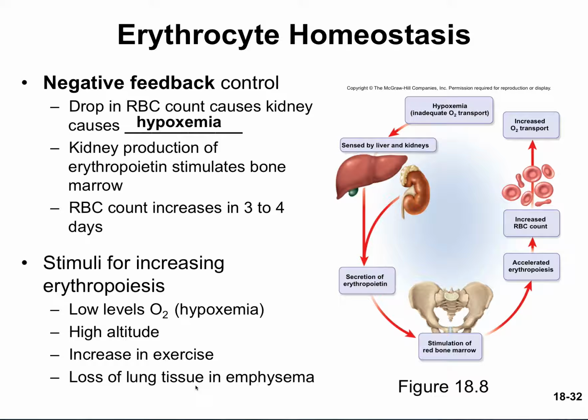So going counterclockwise starting at noon, there is inadequate O2 transport, or hypoxemia. That's sensed by the liver and kidneys, which secrete erythropoietin, which stimulates the red bone marrow, which accelerates erythropoiesis, which increases the red blood cell count, which increases the O2 transport.